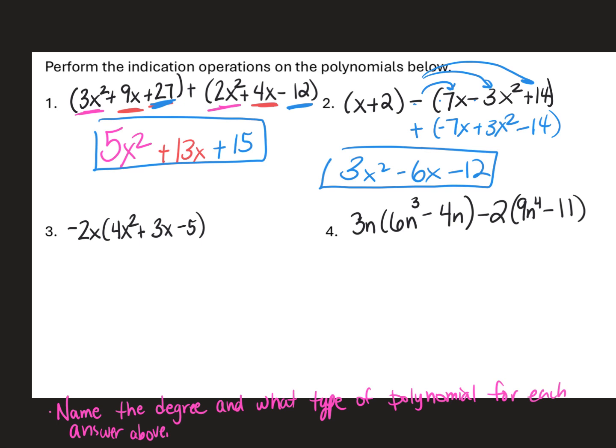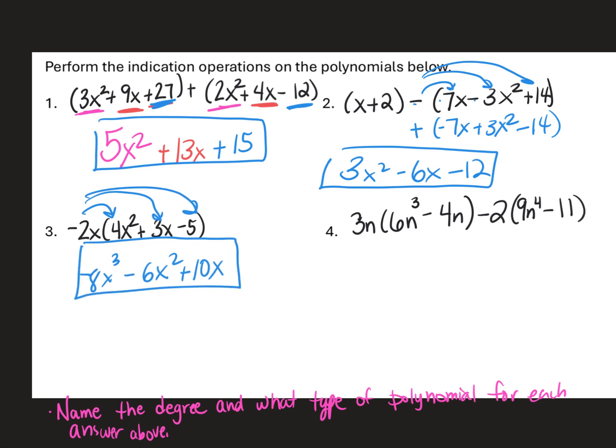Now I'm going to distribute. Negative 2x times 4x squared is negative 8x to the third power. Negative 2x times 3x gives me negative 6x to the second power. Negative 2x times negative 5 gives me positive 10x. And that would be my answer to those questions.